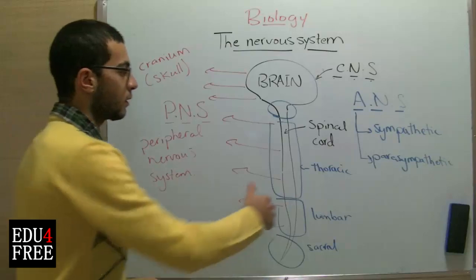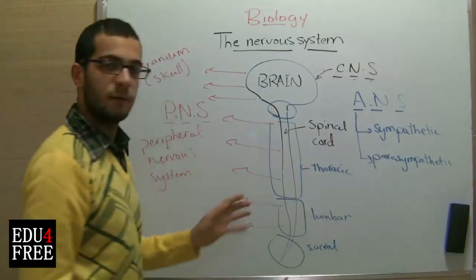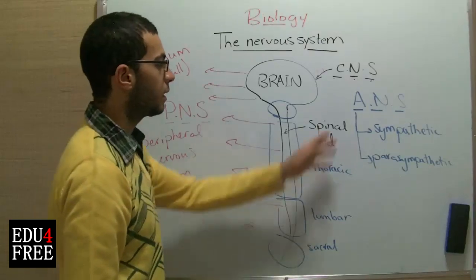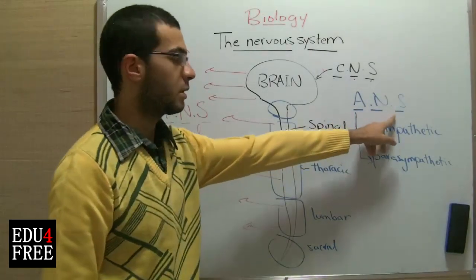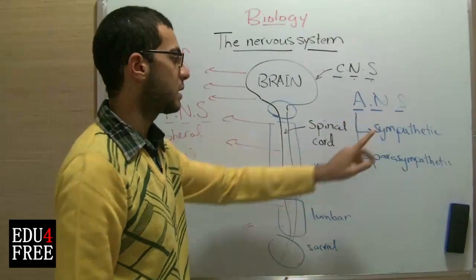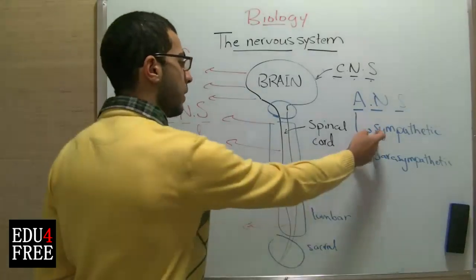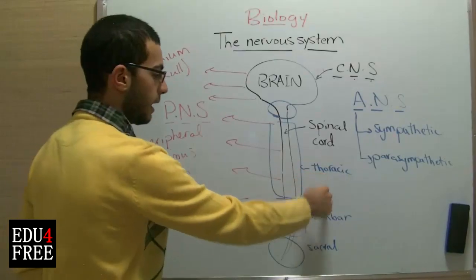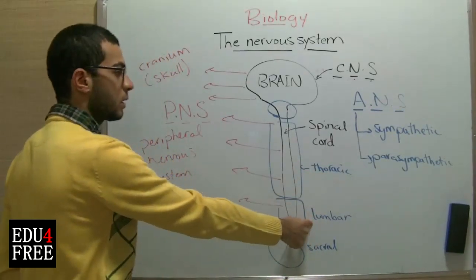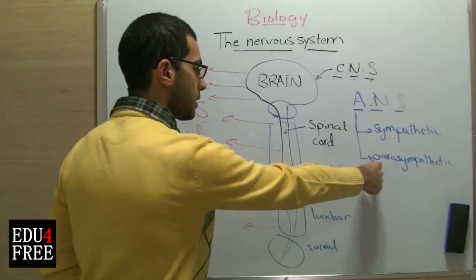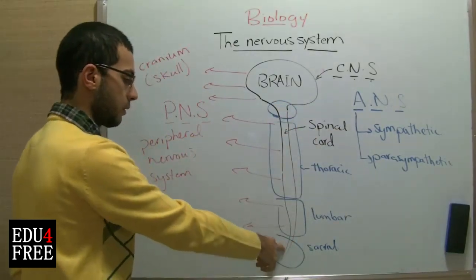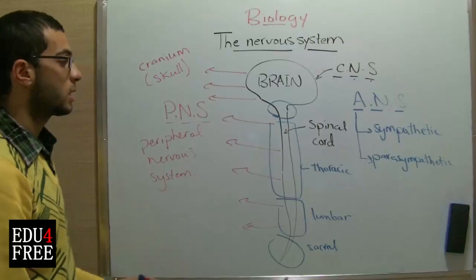And then we have other nerves which control the involuntary muscles and the glands inside the human body, and these are called the autonomic nervous system. The autonomic nervous system is subdivided into the sympathetic nervous system, which emerges from the thoracic and the lumbar regions of the spinal cord, and the parasympathetic nervous system, which emerges from the brainstem and the sacral region of the spinal cord. And this is it for today.